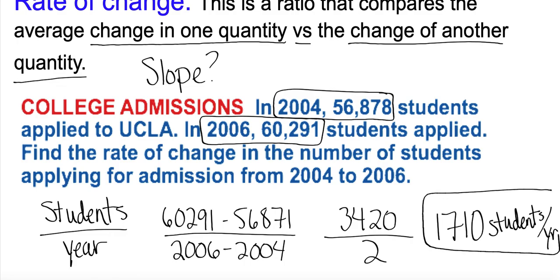So we can use this information to predict or extrapolate. We'll say maybe in 2007, we'll be at about 61,000, 63,000 maybe, because we have another 1,710 students. So that's how you would use rate of change in a scenario such as this.